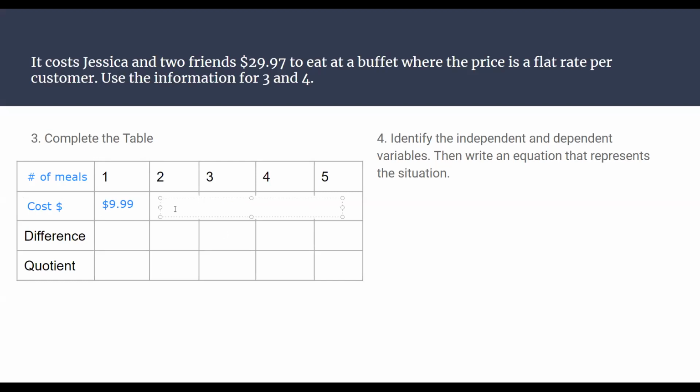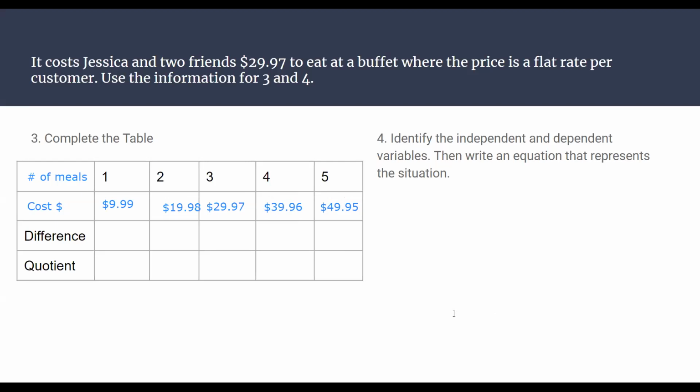So I'm going to do $9.99 times 2 to find out the cost for 2 people, which is $19.98. Then for 4 people, it would be $9.99 times 4, which is going to give me $39.96. And then for 5 people, it would be $9.99 times 5, which is going to give me $49.95. Okay, so I know the cost per 1 person, 2 people, 3 people, 4 people, 5 people.